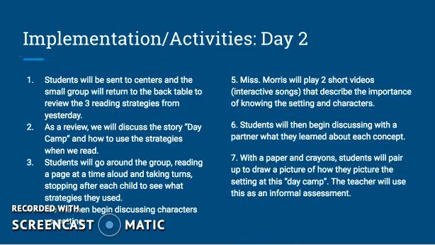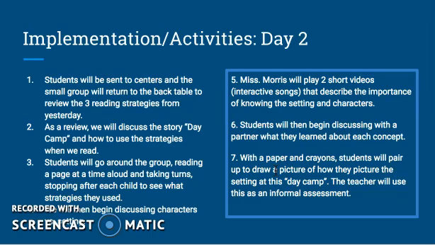So then on day 2, we reviewed what we learned the day before with our strategies. And then we made the reading a little bit more complex, where the students were able to learn more about characters and setting, and we could focus more on the comprehension piece. The students this time were able to pair up, and their informal assessment was to draw the setting of how they believe that setting would be in this day camp story in their own words with a partner.